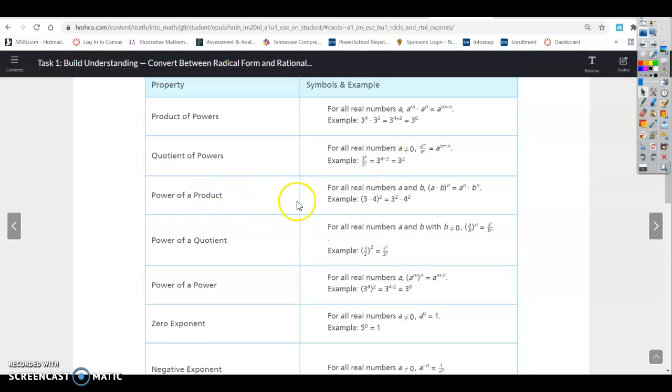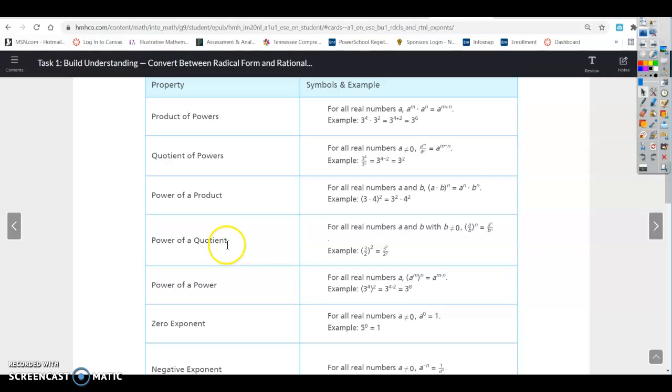Power of a product, for all real numbers a and b: a times b raised to the n power equals a to the n times b to the n. So everything inside the parentheses gets raised to that power. That's called a power of a product. Product, again, is multiplying. Power is your exponent.